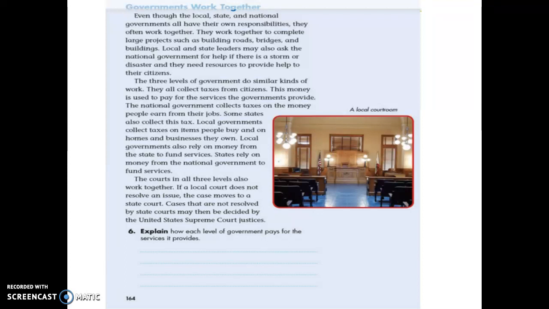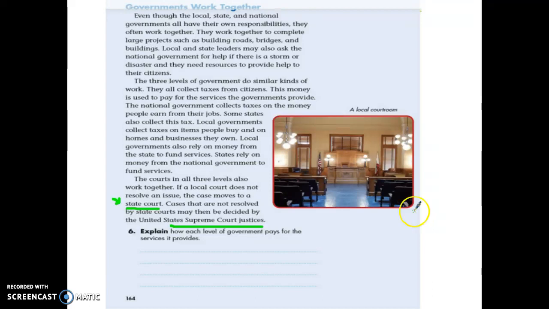Local governments also rely on money from the state to fund services. States rely on money from the national government to fund services. The courts in all three levels also work together. If a local court does not resolve an issue, the case would then move to the state court. If the case cannot be resolved in the state court, then it may be sent to the Supreme Court justices to help figure the case out.